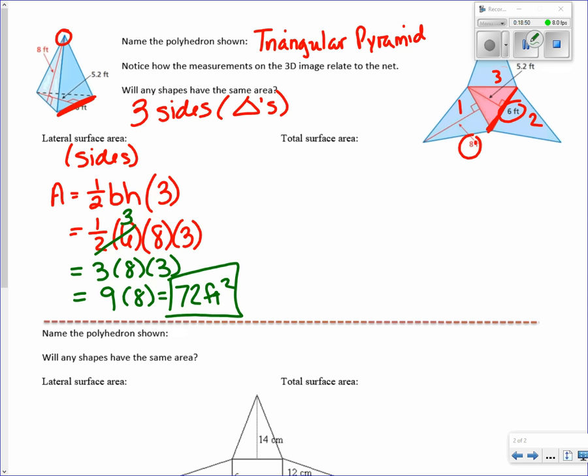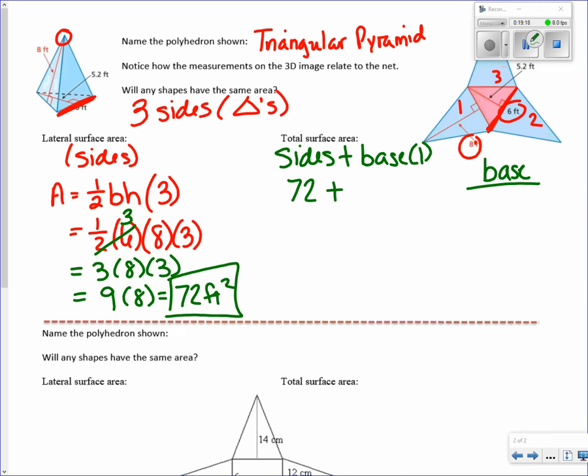So when we move over here to the right for total, we know that to find total surface area, it's the sides plus the base or bases. In this case, we only have one base because it is a pyramid. A pyramid can only stand on one side. It can't stand on the point. So, and I know that my sides, we've already done half the work for this problem. I know that my sides are 72.